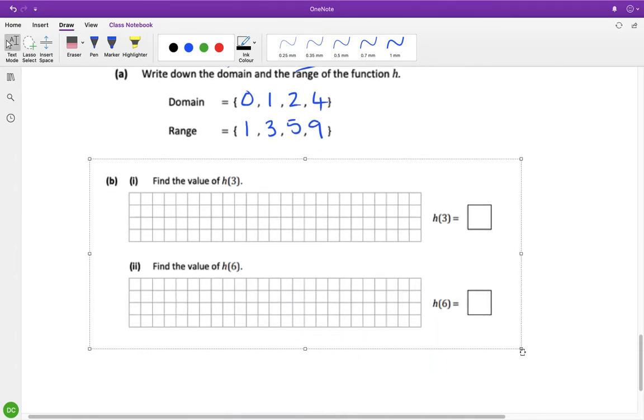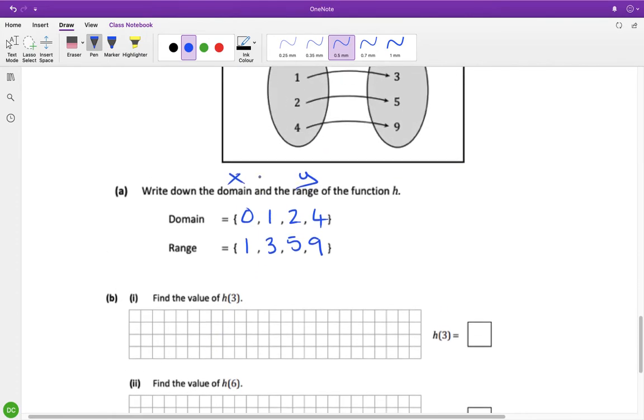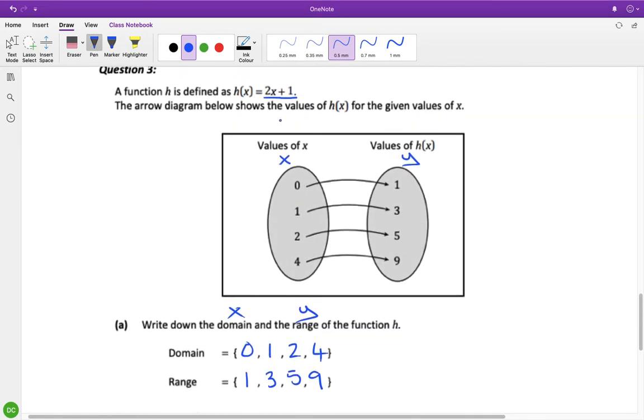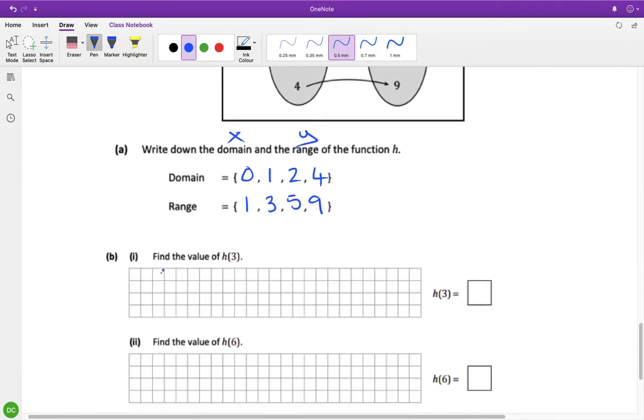Okay, so h of 3 and h of 6. So what was h? Here it is here, h equals 2x plus 1. For this one, you take this 3 and you put it in for x. So it's 2 bracket 3 plus 1. 2 bracket 3 is 6, plus 1, which is 7.